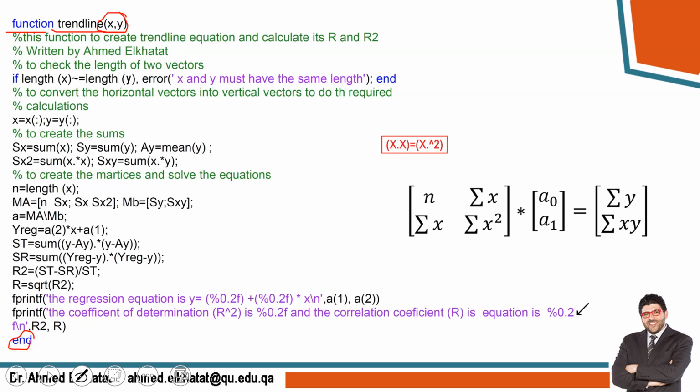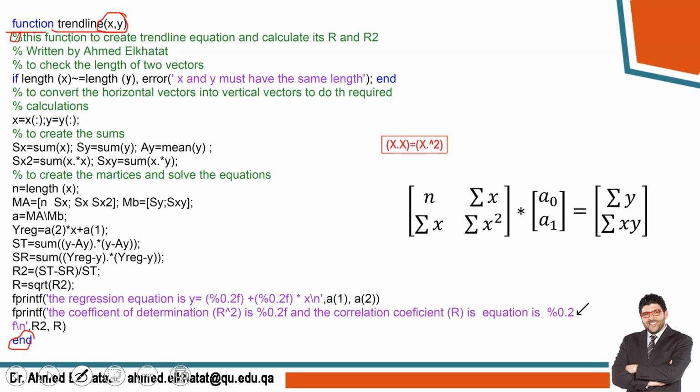Now if you want to put comments to identify the function, then you can start with percent. When you start with percent, any comments you put after the percent will be just comment, it's not code. So I put: this function is to create a trend line equation and calculate its r and r square, and it's written by Ahmed al-Khattat.